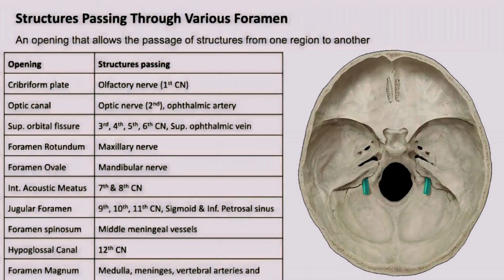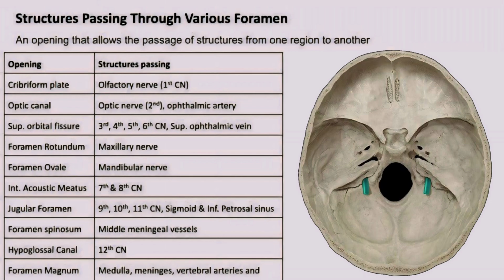Structures passing through various foramina. A foramen is an opening that allows the passage of structures from one region to another. From the cribriform plate: olfactory nerve, first cranial nerve. From the optic canal: optic nerve, second cranial nerve, ophthalmic artery. From the superior orbital fissure: third, fourth, fifth, and sixth cranial nerves, superior ophthalmic vein. From foramen rotundum: maxillary nerve. From foramen ovale: mandibular nerve.